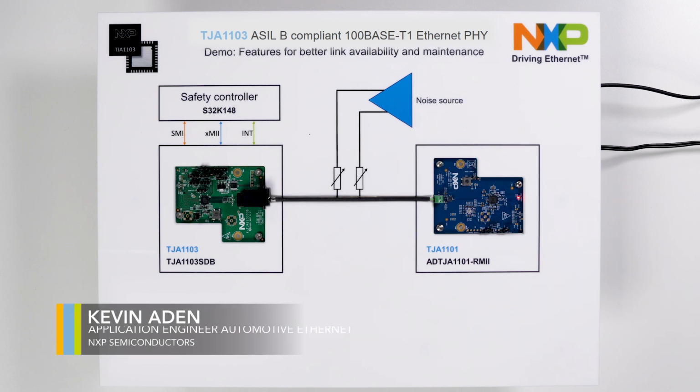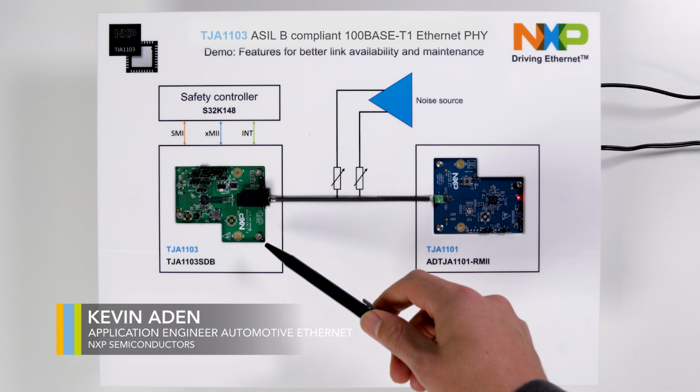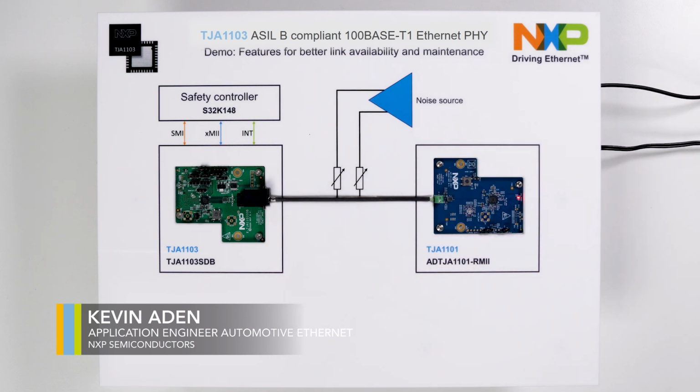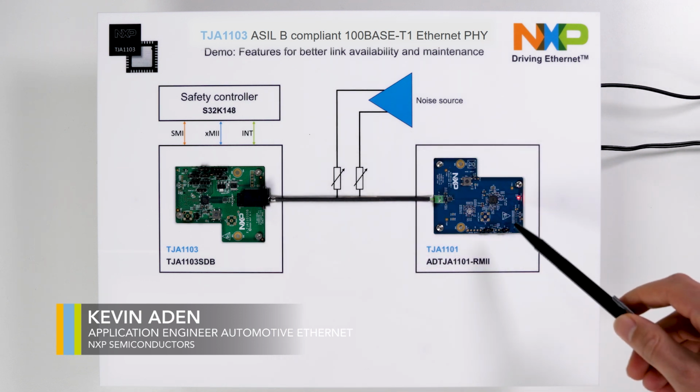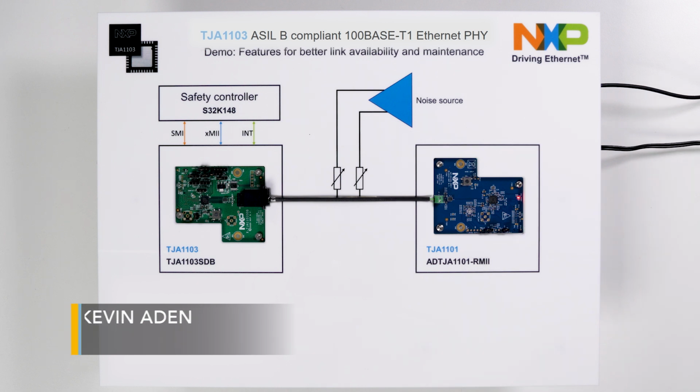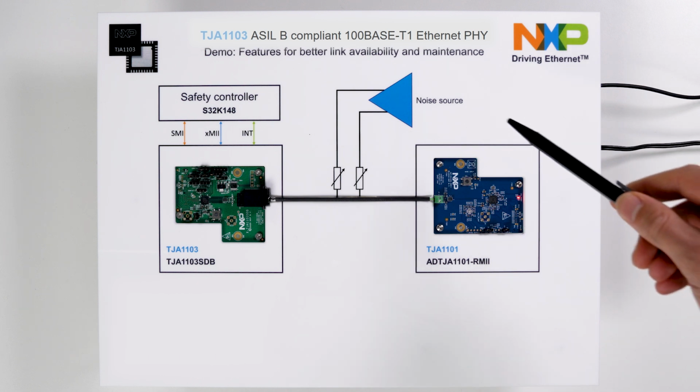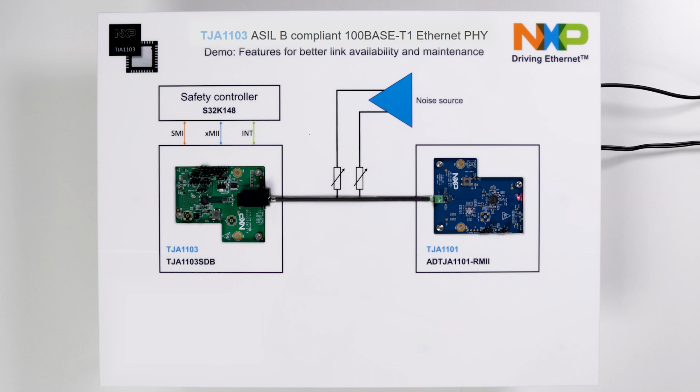So, as already mentioned, on the left side you see the TJA1103 device, and it's connected to the TJA1101 device on the right side, and in the middle there is the noise source, which is coupling a certain amount of noise into the channel to degrade the link quality. Without further ado, let's now switch to the graphical user interface to show the features of the demo in real time.